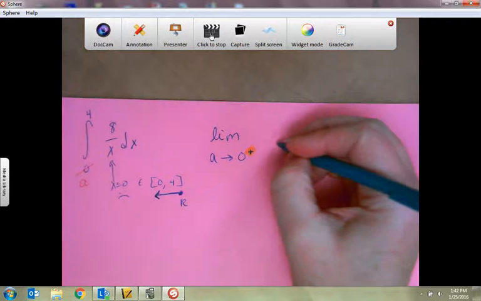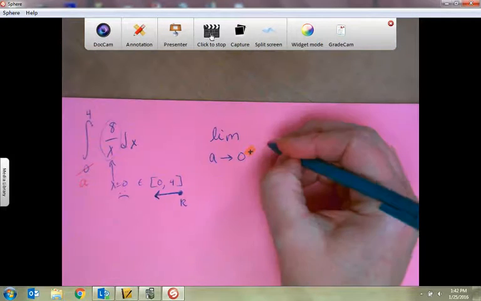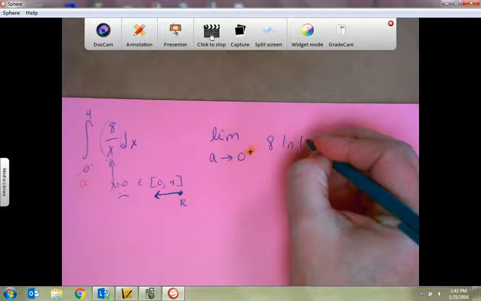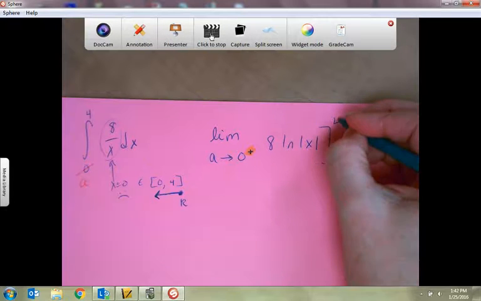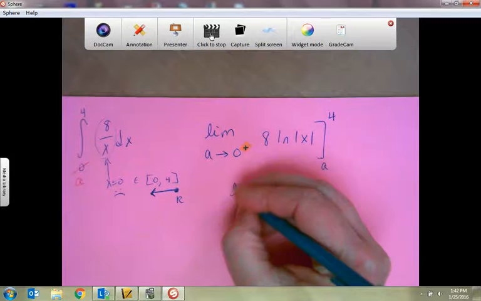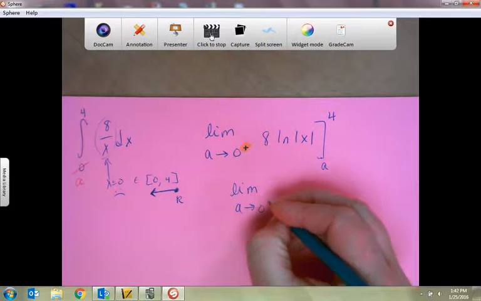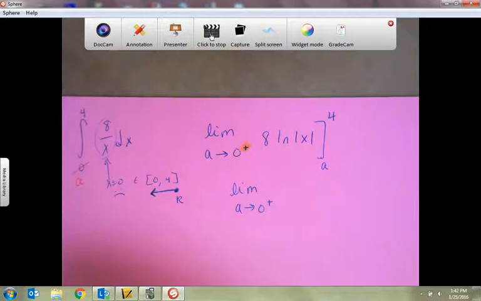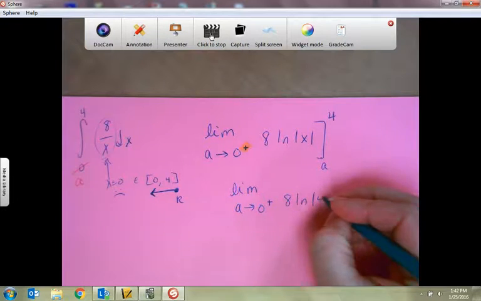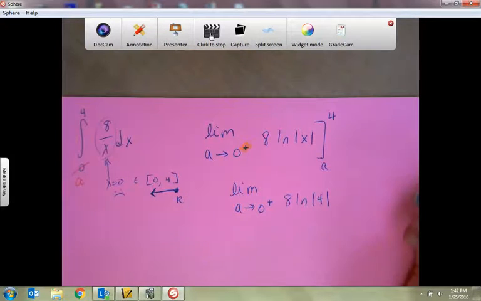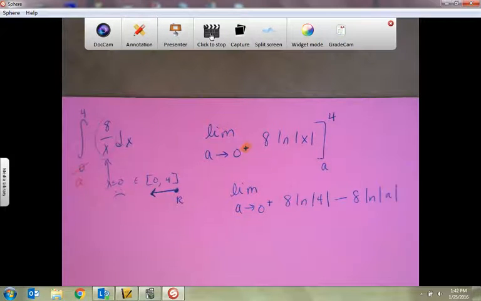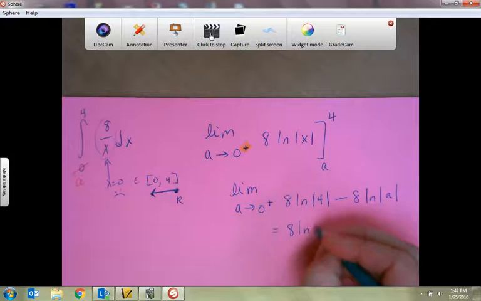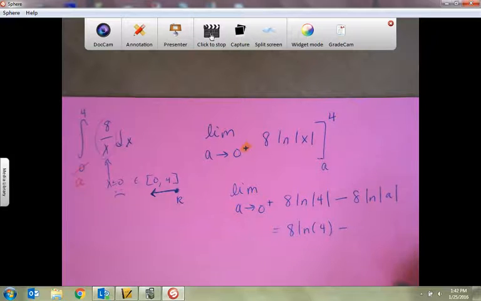So this is 8 ln of 4 minus, so now we got to think about the ln graph as I approach 0 from the right. So here's my ln graph. As I am approaching 0 from the right, I am moving this way. And what am I approaching? Negative infinity. So that ends up being a positive infinity for my overall answer. So this one diverges.